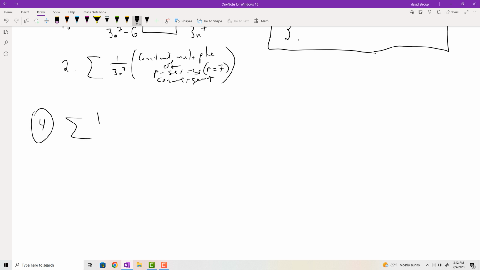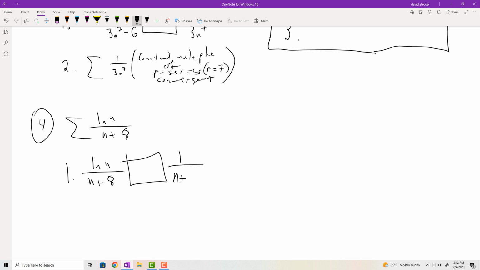Some more tricky problems that you'll definitely encounter, which are just testing your ability to create these inequalities. You have the ln of n all over n plus 8, and your first step, again, is creating this comparison with hopefully a known series. And so what do you want to do? Well, it kind of looks like maybe it's a harmonic series you're comparing it to. So 1 all over, let's say, n plus.